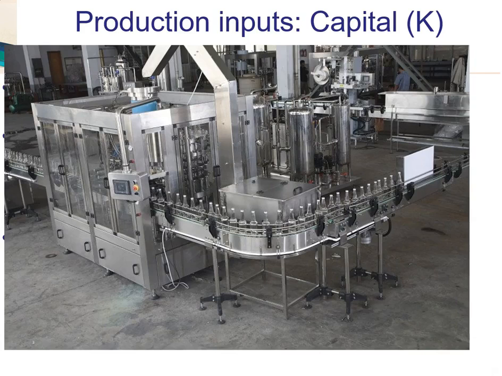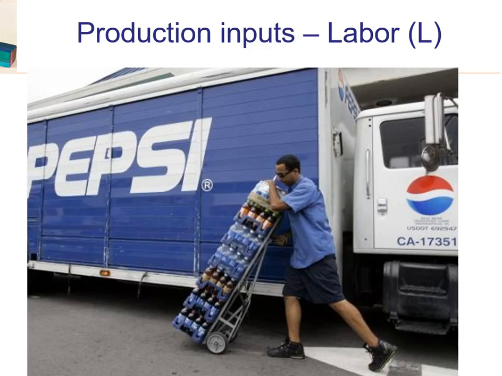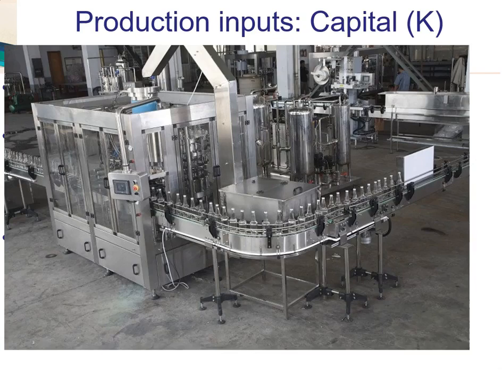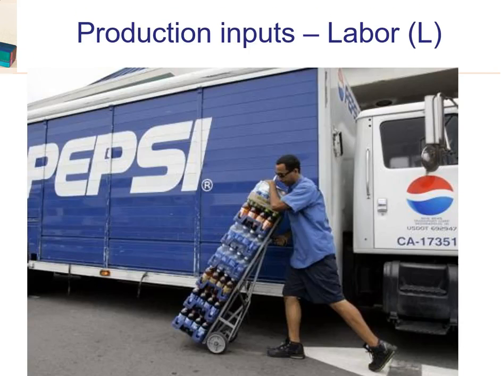A second input that we're going to use making Pepsi is workers. And this is abbreviated with L. So capital, again, was a K. Labor is abbreviated with L for your workers. So you'll need both workers and machines to make Pepsis. This is our second input.